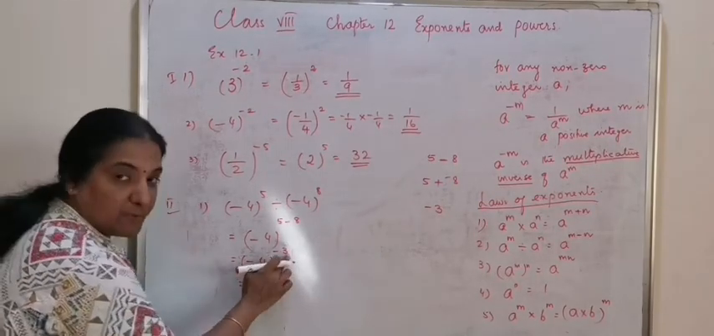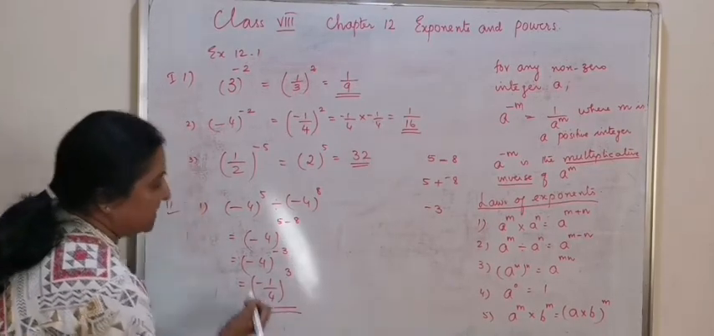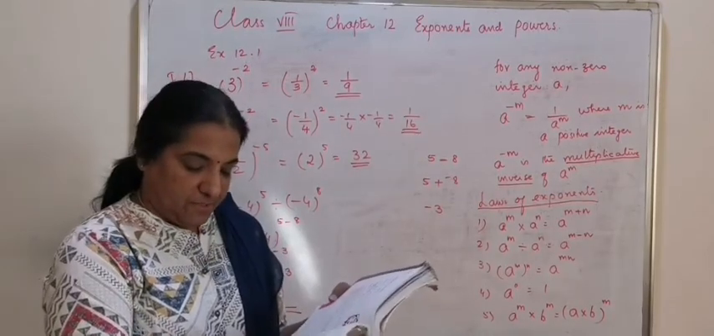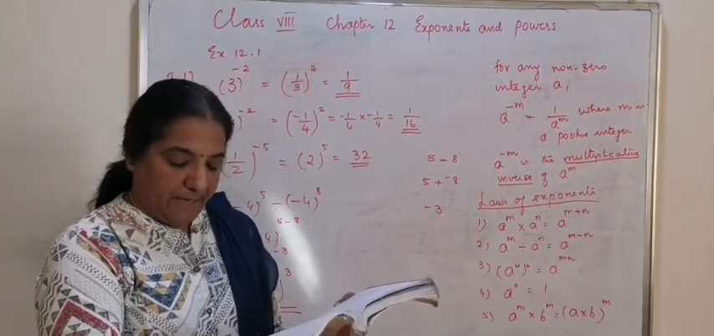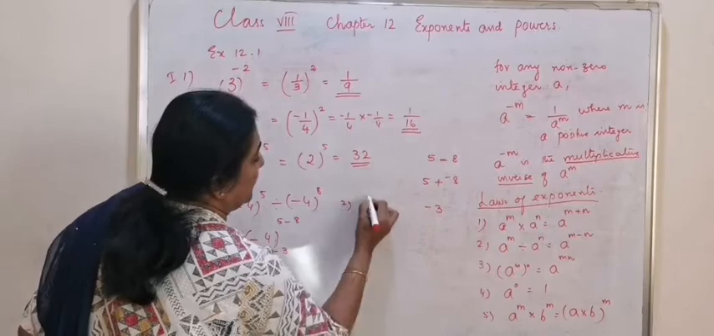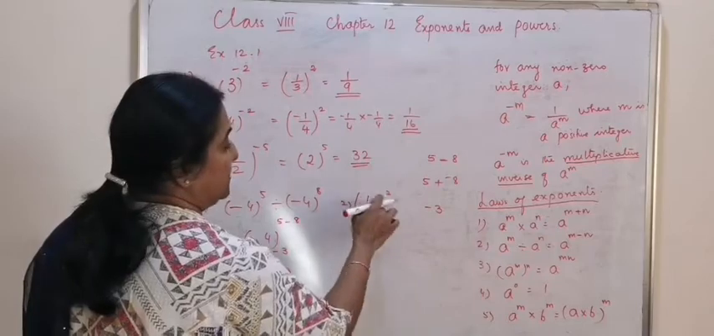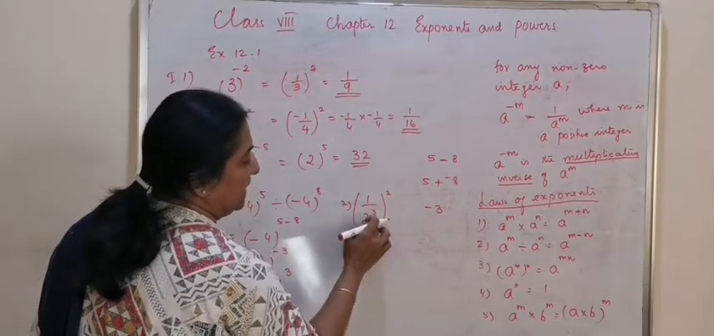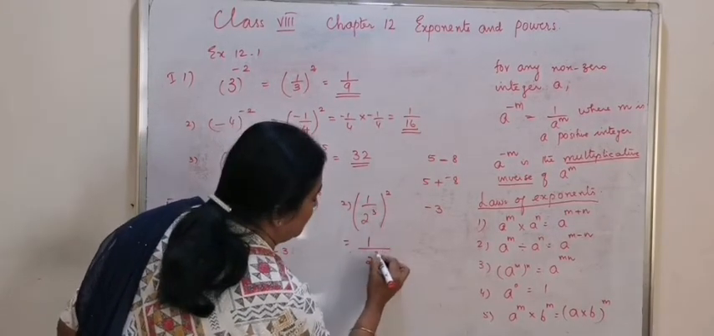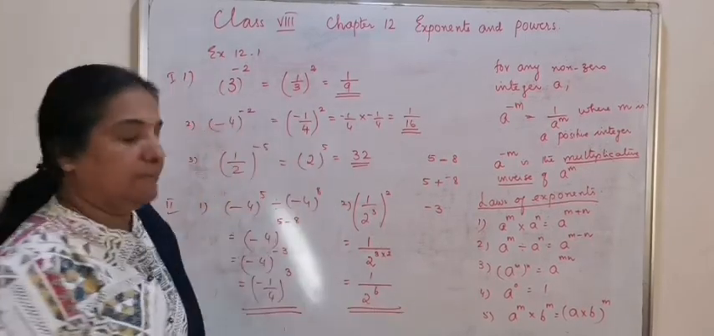And now the negative exponent has to be changed. It is minus 1 by 4 to the power of 3. The question is, express only it as a positive exponent. The next question is, the second one, 1 by 2 cubed to the power of 2. This is a raised to, same as 1 square by 2 cubed to the power of 2 means 1 by 2 to the power of 3 into 2, or it is 1 by 2 to the power of 6. That will be the answer.